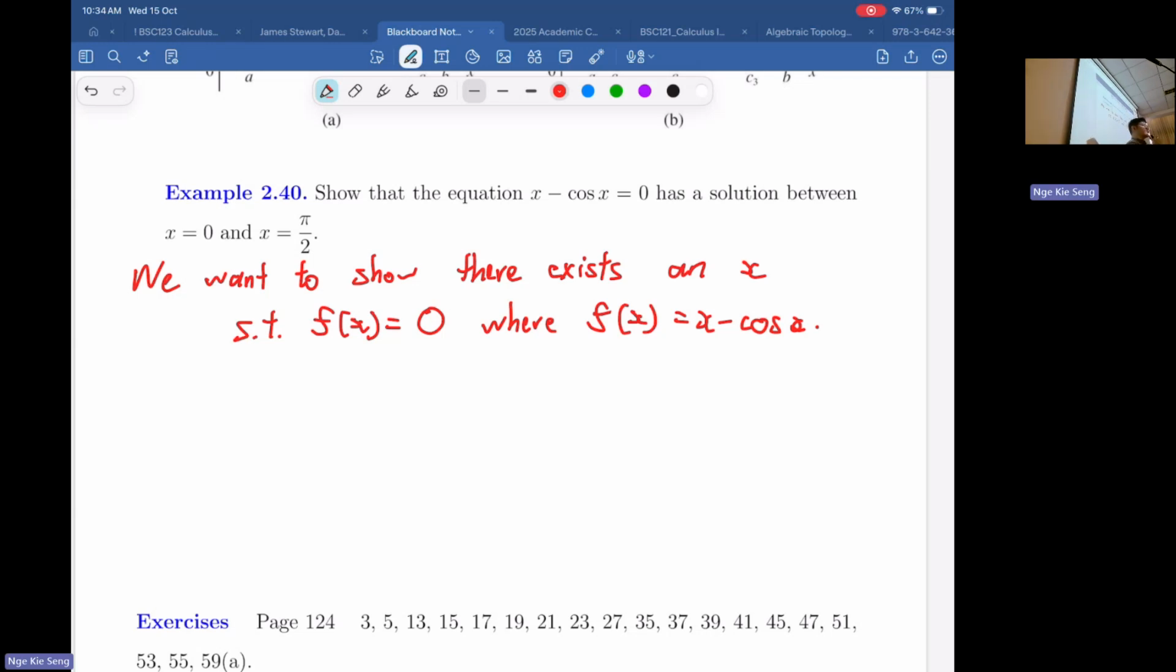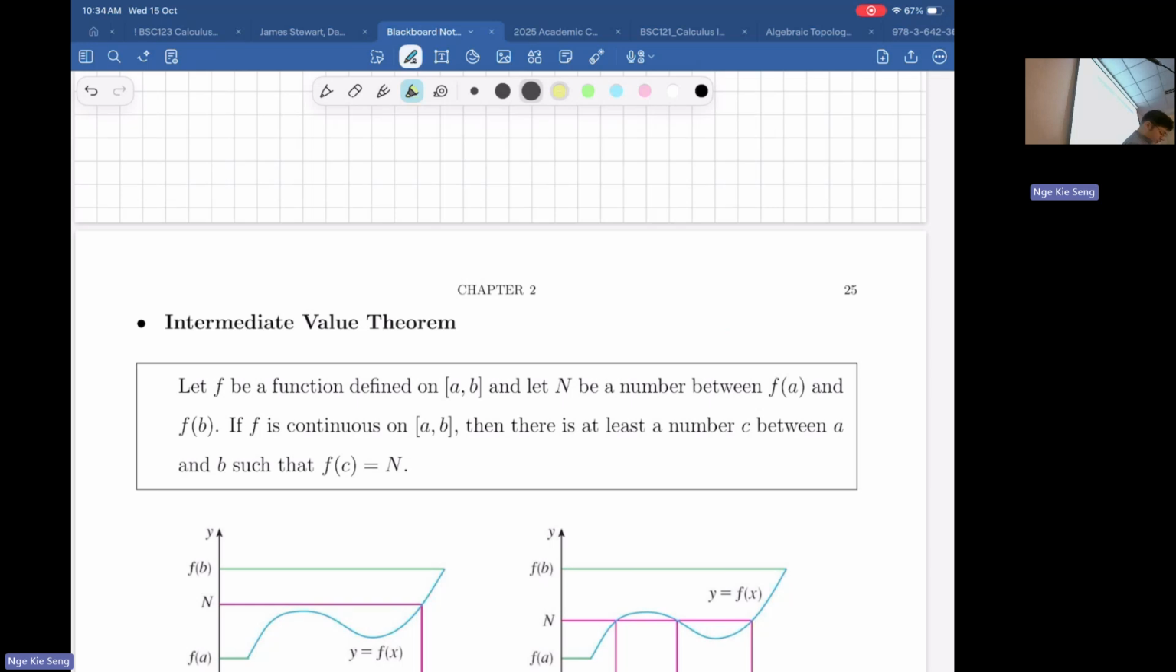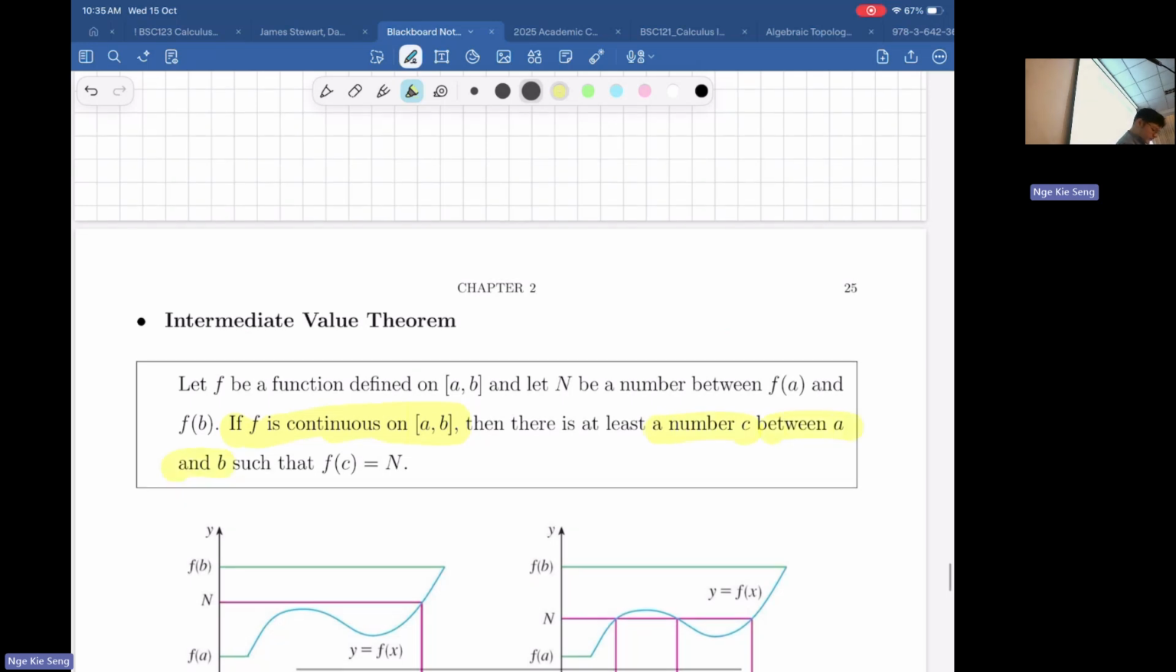So you want to hit 0, so you want to try to use the intermediate value theorem. What's the condition? The condition is pretty important here, so let's highlight it. If f is continuous on this closed interval, then you will have a number in the open interval such that f(c) equals some number. So if you compare with what we had just now, what's our situation now? Can you compare quickly?